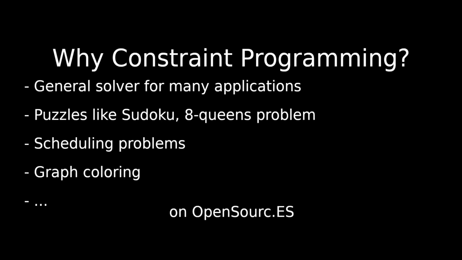If you have a map of some countries or something else and you want to visualize it and color it in a way that countries which have a border don't have the same color, you can use constraint programming as well, and we will do that later in the series. It's probably the next part.